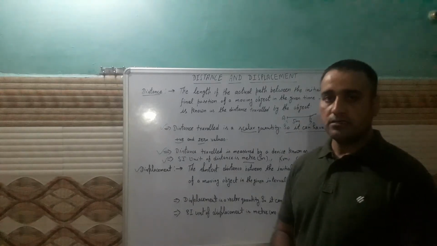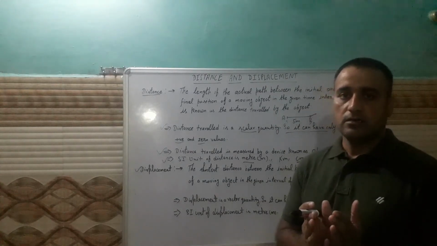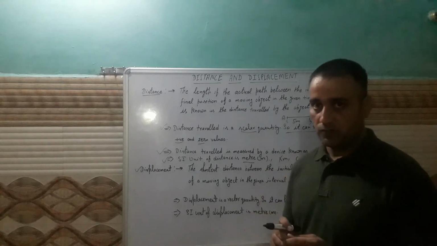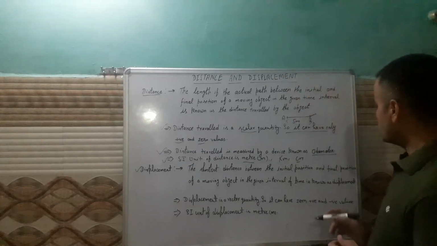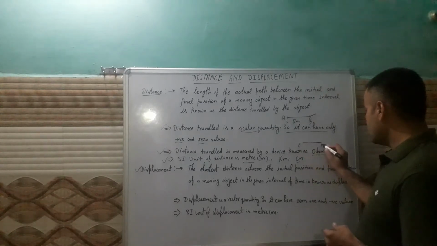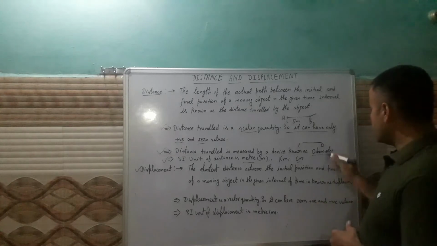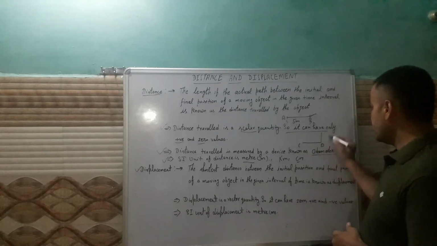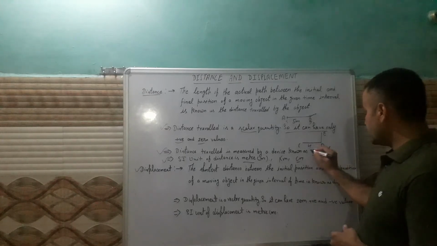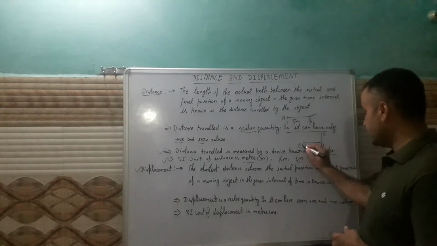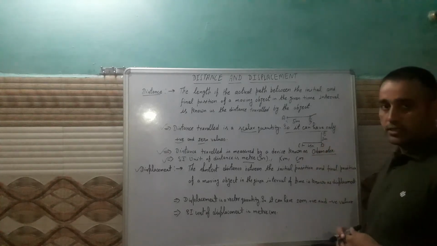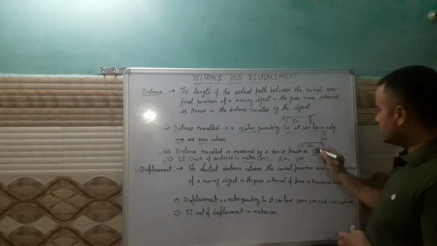What is displacement? Displacement is the shortest distance between the initial and the final position. We will explain with the help of an example. Suppose that a person starts from point C and travels to point D, and after that the person moves to the point E. Now if the value of CD is 4 meter, and the value of ED is 3 meter, then what is the initial and final position?